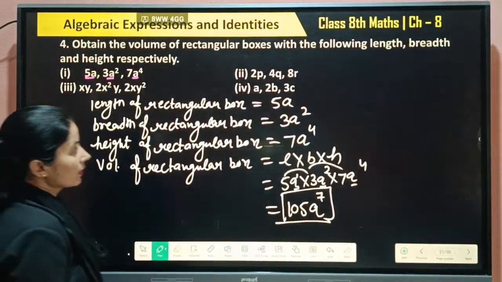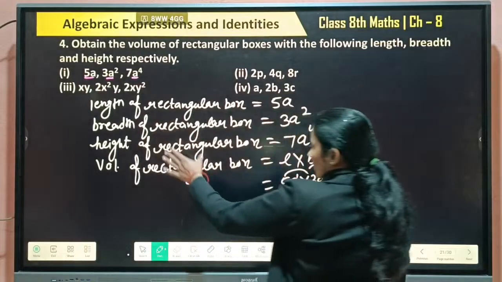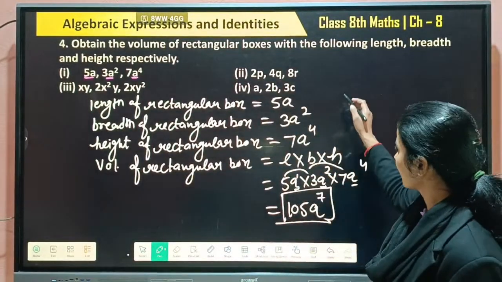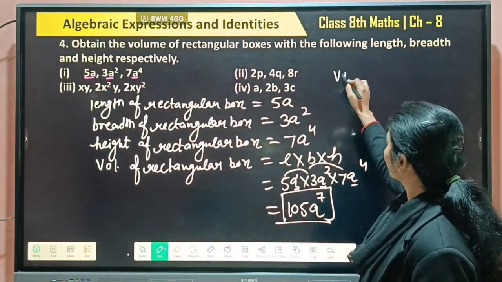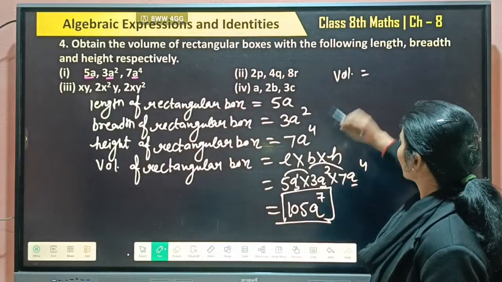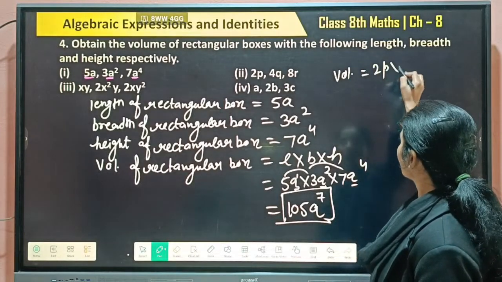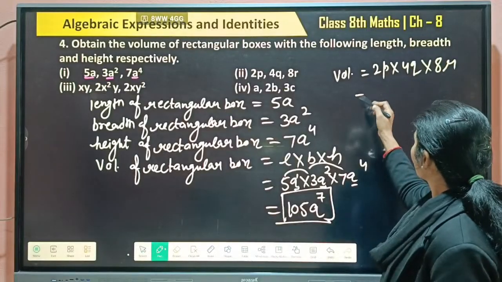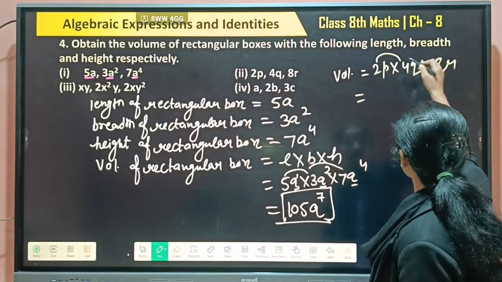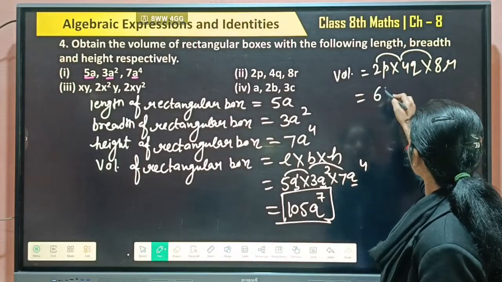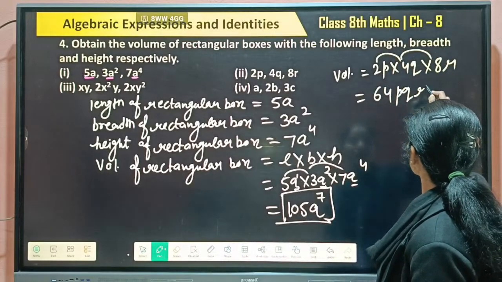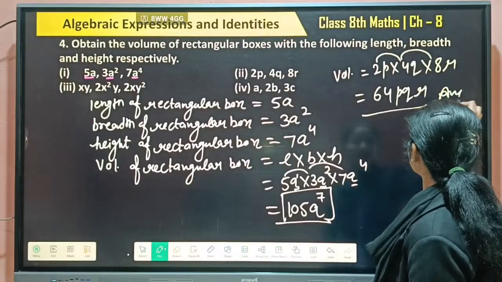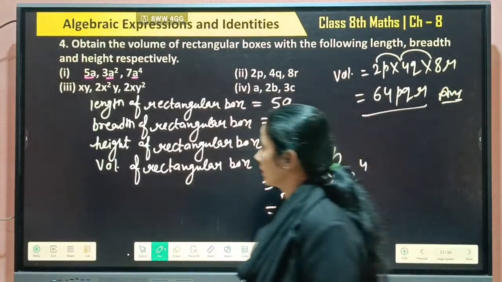What is the second part? Now you have to write all this for the second part also. I'm finding the volume. What will be the volume? This will be 2p into 4q into 8r. So 4 twos are 8, 8 eights are 64, pqr. This will be the answer of the second part.